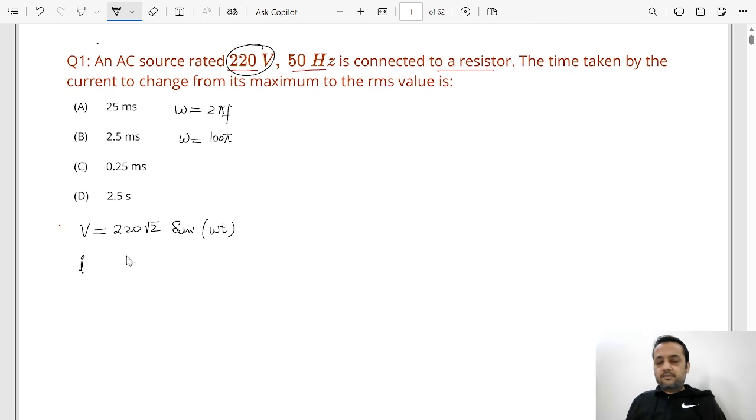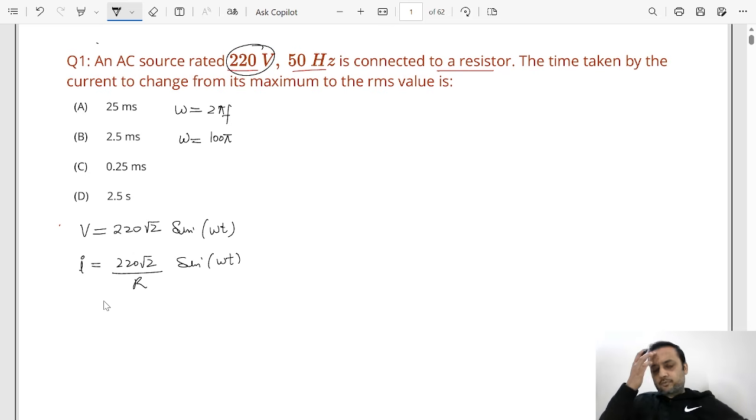Now, if this is the voltage, this is a purely resistive circuit. So current will be, sorry, I peak, not IRMS. I peak will be the peak voltage 220 root 2 upon the resistor R. So the current is I peak, the maximum current, into sine omega t. The phase of the voltage and the phase of the current will be equal because it's a purely resistive circuit.